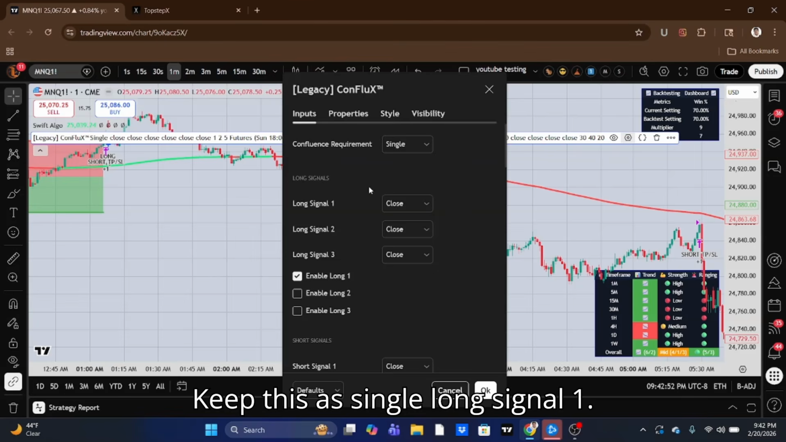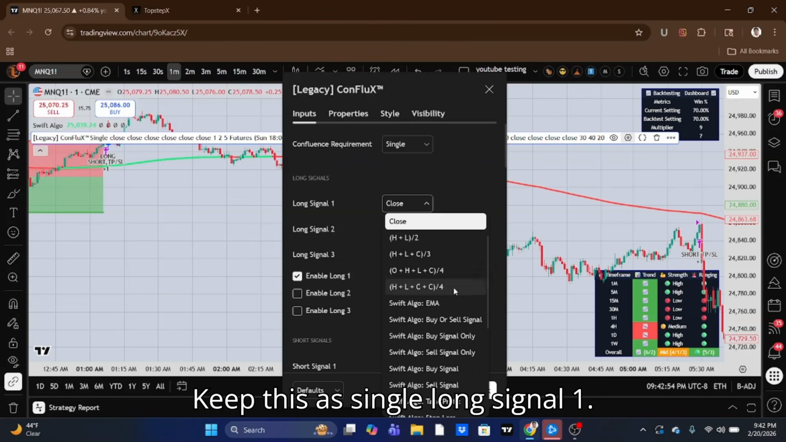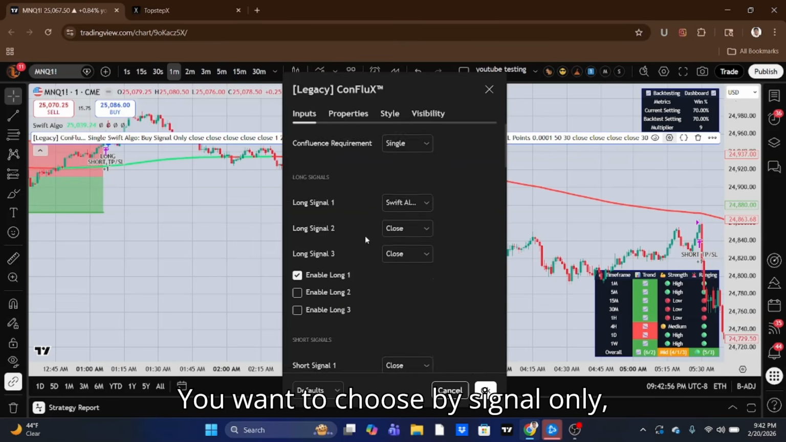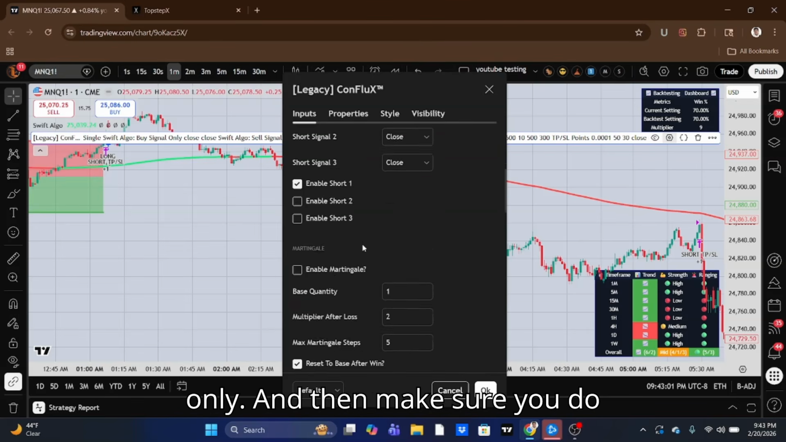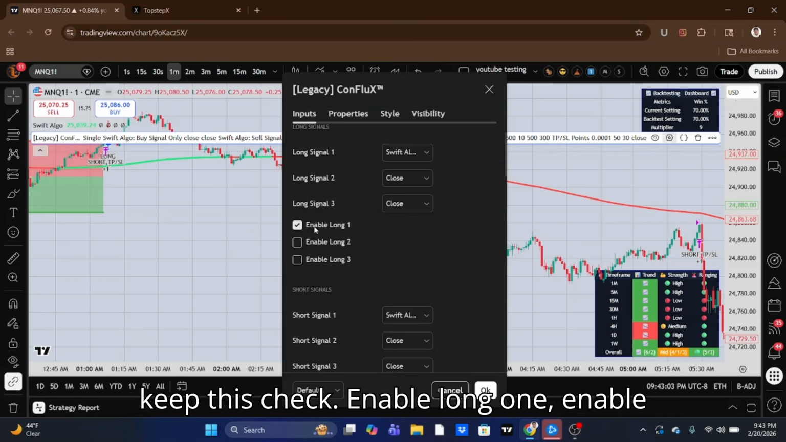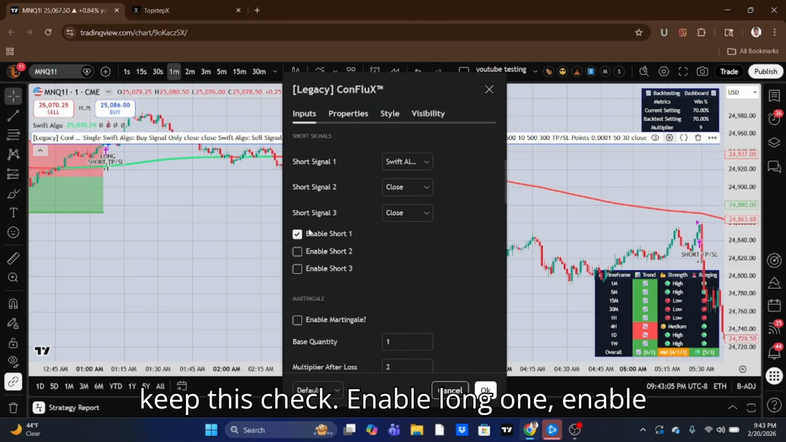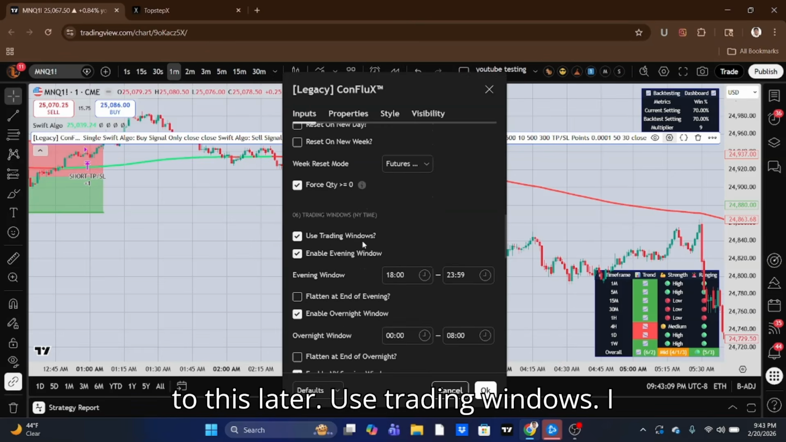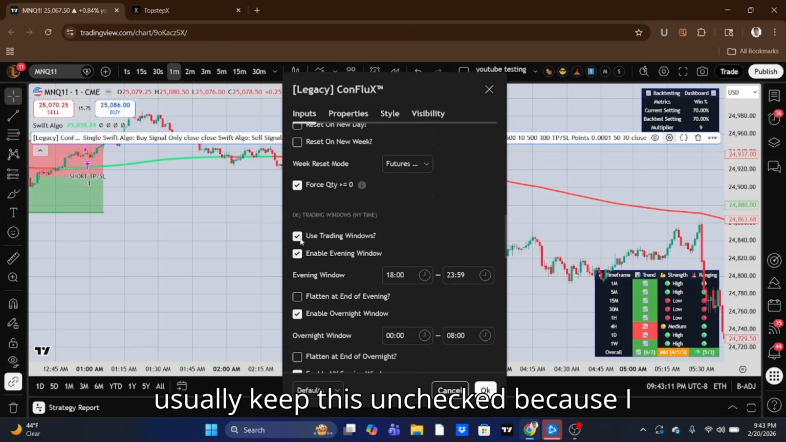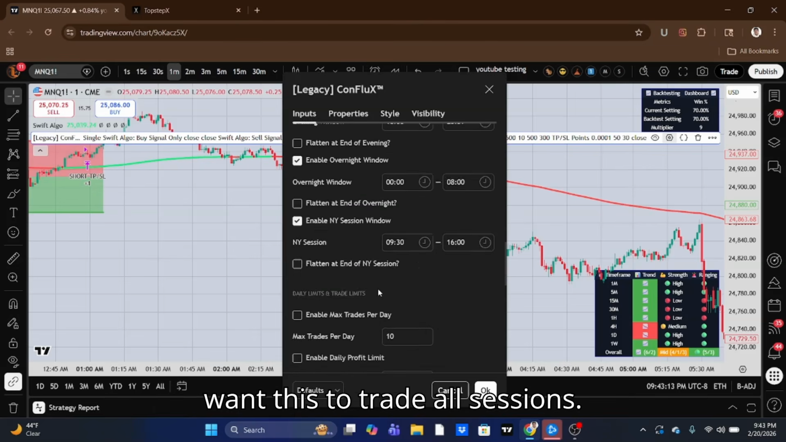Confluence meter, keep this as single long signal 1. You want to choose buy signal only. Short signal 1, choose sell signal only. And then make sure you do keep this checked, enable long 1, enable long 2. We'll come back to this later. Use trading windows, I usually keep this unchecked because I want this to trade all sessions.